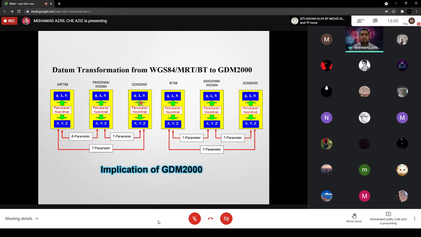Then datum transformation means, for example here, from MRT 68 you want to change to GDM 2000, or from PMGSN 84 or WGS 84 you want to change to GDM 2000. This is the flow. On the right here, from GDM 2000 to MRT 68, using the 7 parameters, we call it a datum transformation.